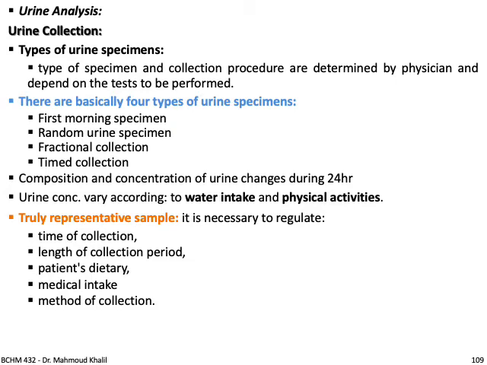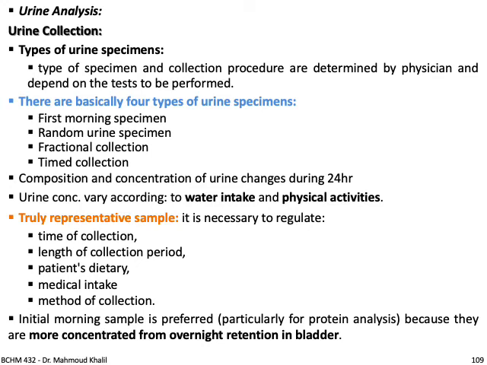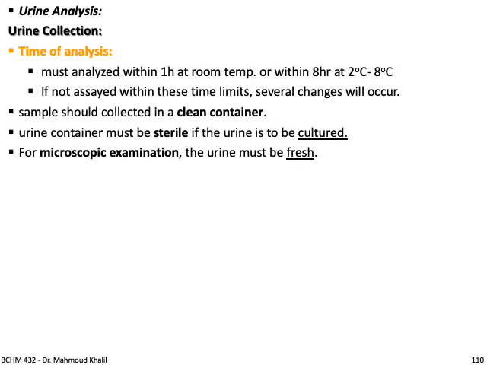If you need a truly representative sample, it is necessary to regulate the time of collection, the length of the collection period, the patient's diet, the medication intake, and the method of collection. The initial morning sample is preferred, particularly for protein analysis, because it is more concentrated from overnight retention in the bladder. The sample must be analyzed within 1 hour at room temperature, or within 8 hours if stored at 2 to 8 degrees centigrade. If not analyzed within these time limits, severe changes will occur.